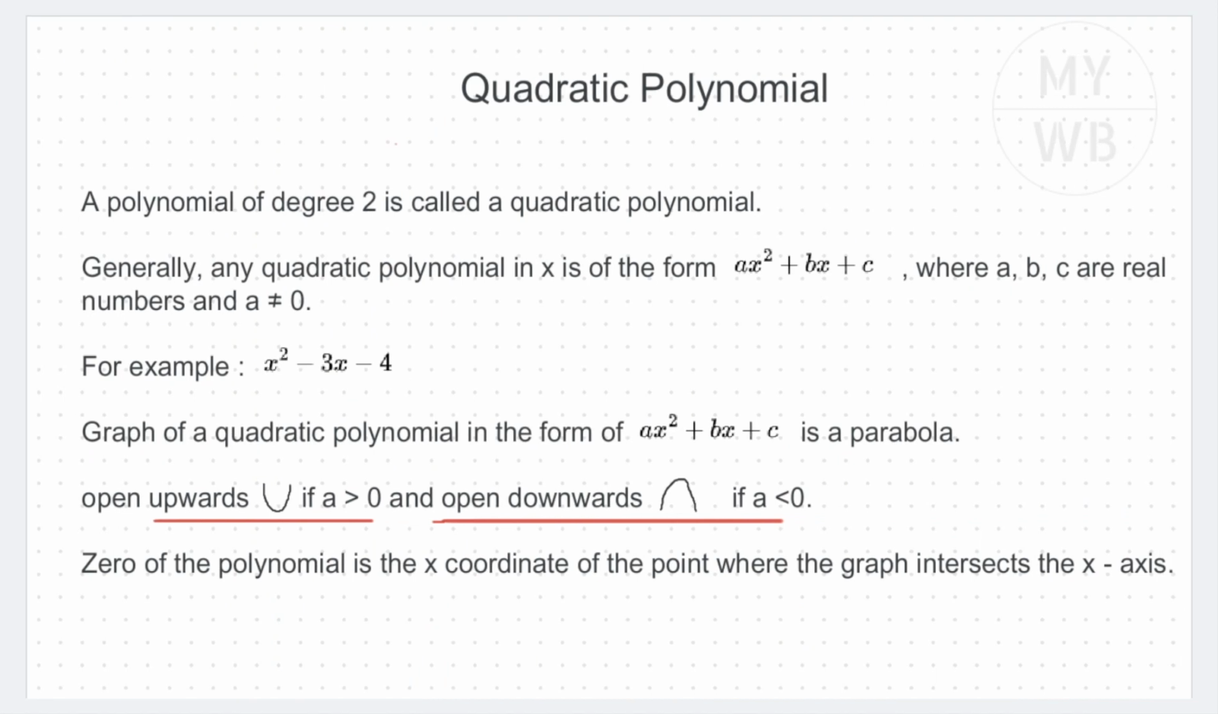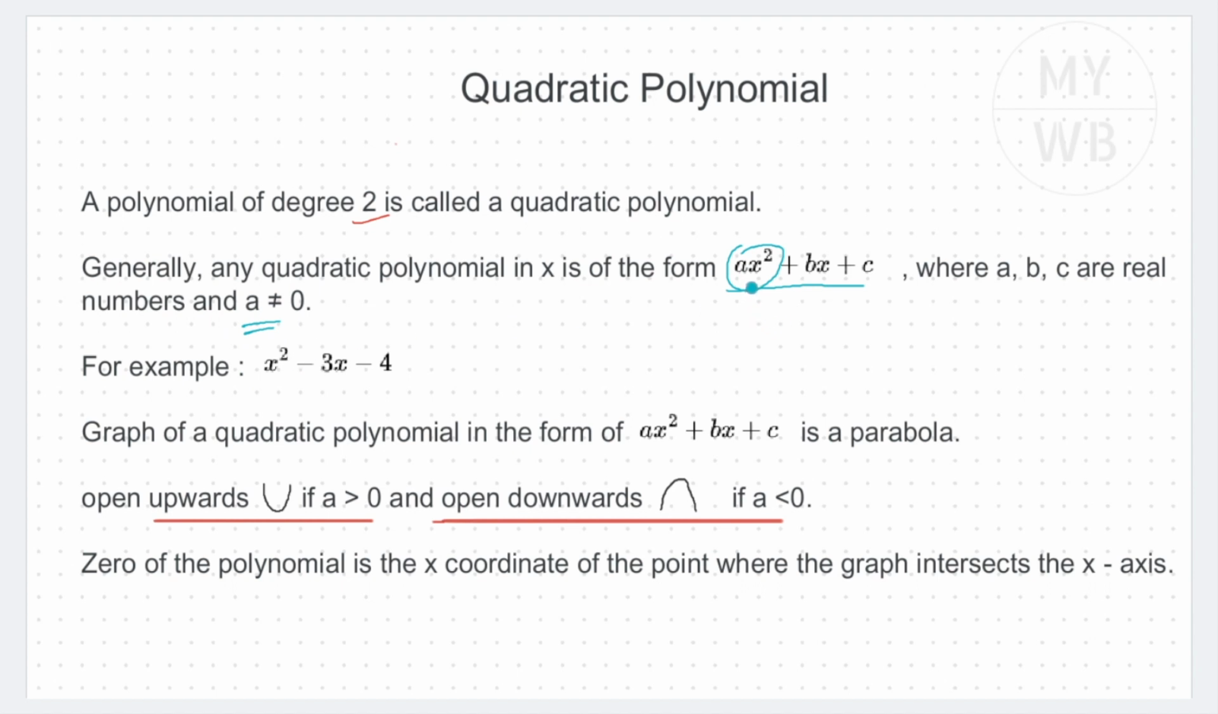Let's see about quadratic polynomial. A polynomial with degree 2 is called a quadratic polynomial. The general form of a quadratic polynomial is ax square plus bx plus c. Here a, b, c are real numbers. Again, a, that is the coefficient of x square, should not be equal to 0.